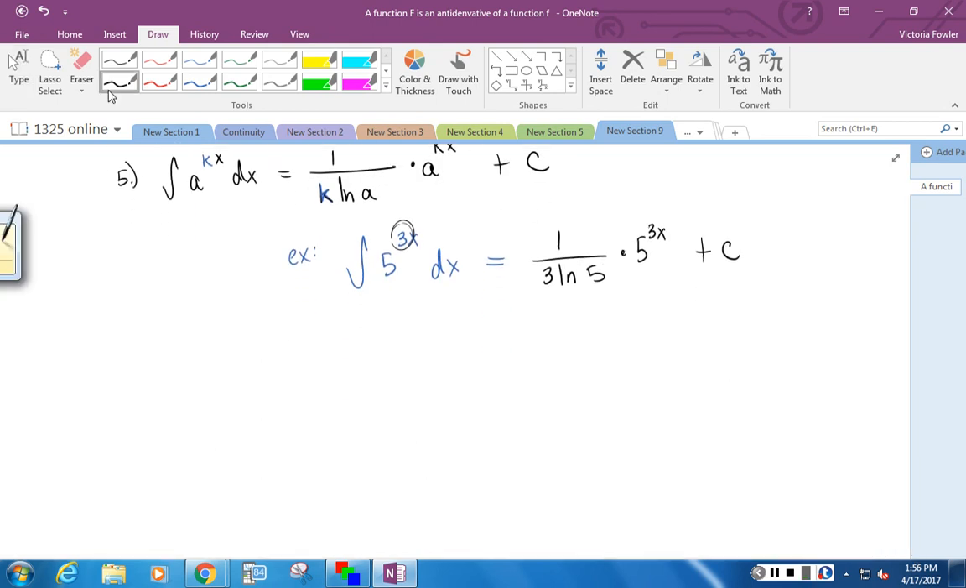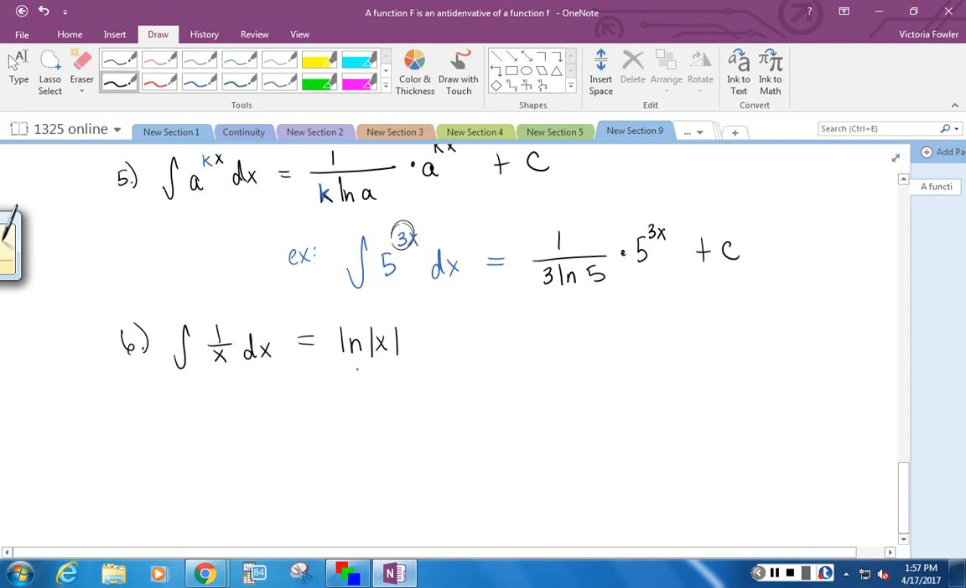Okay, and really the last basic function that we take the antiderivative of would be, what about if I have 1 over x dx? Okay, let's dig back and think about our derivatives of logarithms. What was the derivative of natural log of x? Well, it was 1 over x. So here the antiderivative is going to be the natural log of the absolute value of x plus c. Okay, and we'll see this coming up rather quickly in some examples in our homework.